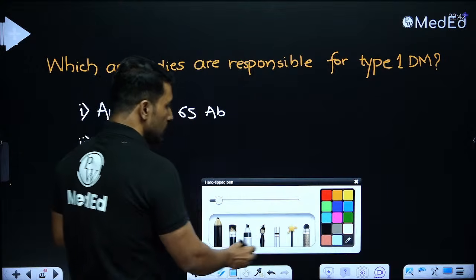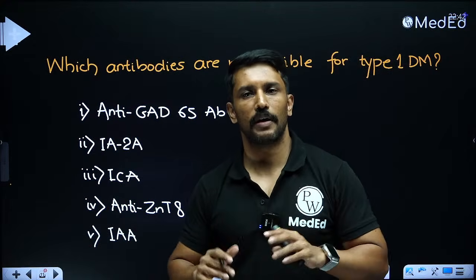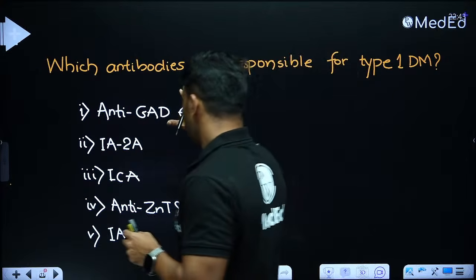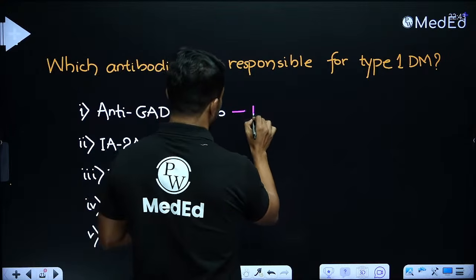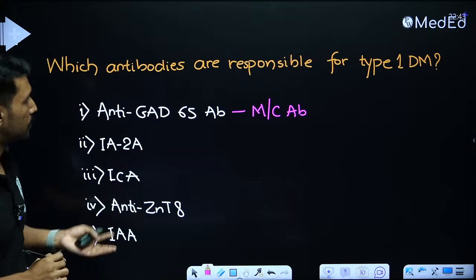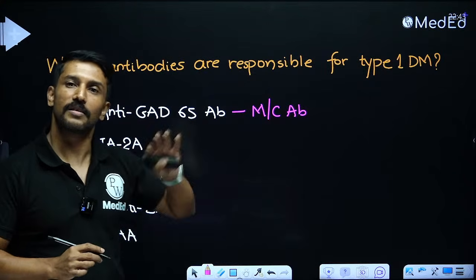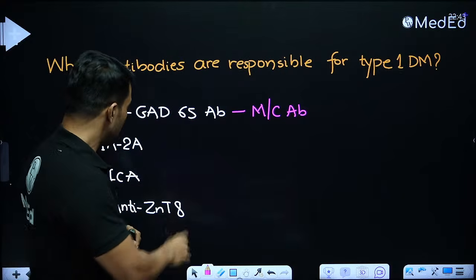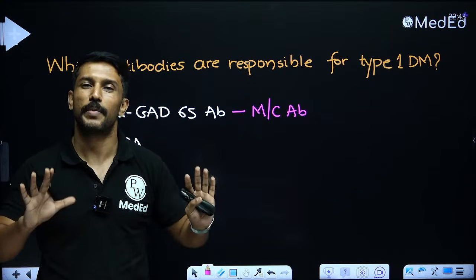Now, which one is the most important antibody among these? To be very frank, I cannot call any one of them the most important. Why? Because the relative prevalence of these antibodies varies. Among them, the most common antibody, seen in more than 70% of the patients with type 1 diabetes mellitus, is going to be anti-GAD 65. But it is also seen in other conditions, including a lot of neurological disorders. So it is not most specific. If someone has anti-GAD 65 antibodies, it doesn't mean that he is a patient of type 1 diabetes mellitus. He may not be.